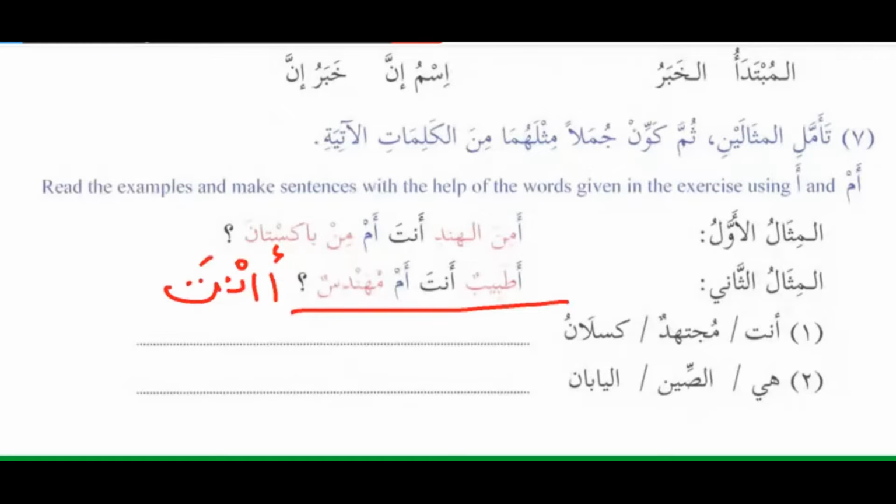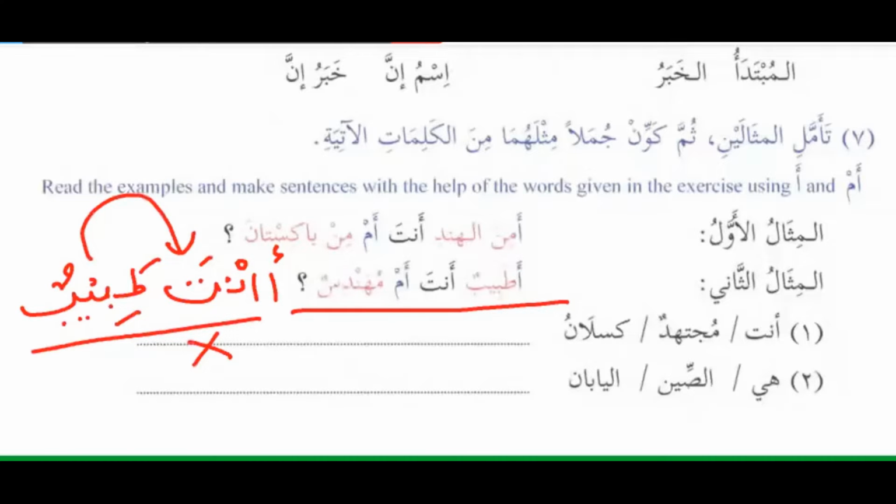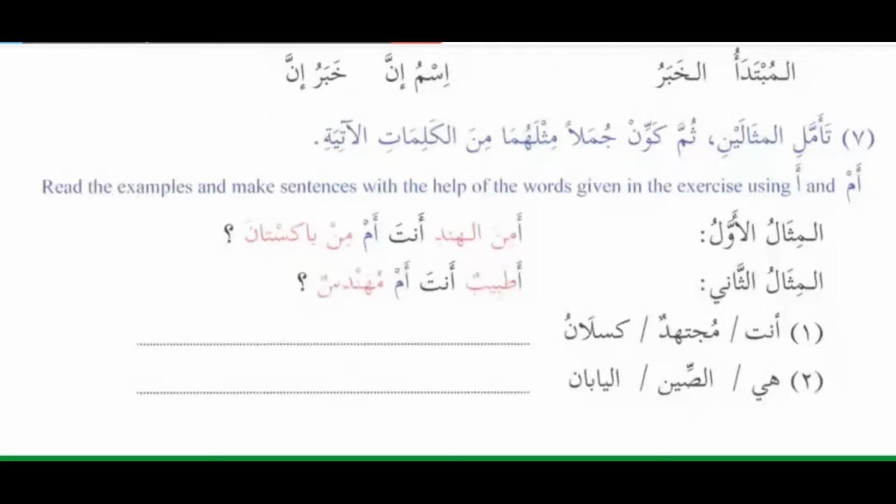a anta tabib, a anta tabibun. No, it's wrong to say like this. We have to say a tabibun anta. So if I ask you where is mubtada, where is khabar, you will say anta is mubtada and tabibun is khabar. A anta tabibun. But once we are bringing a concept of a and am, which means or, that time the khabar will be muqaddam.